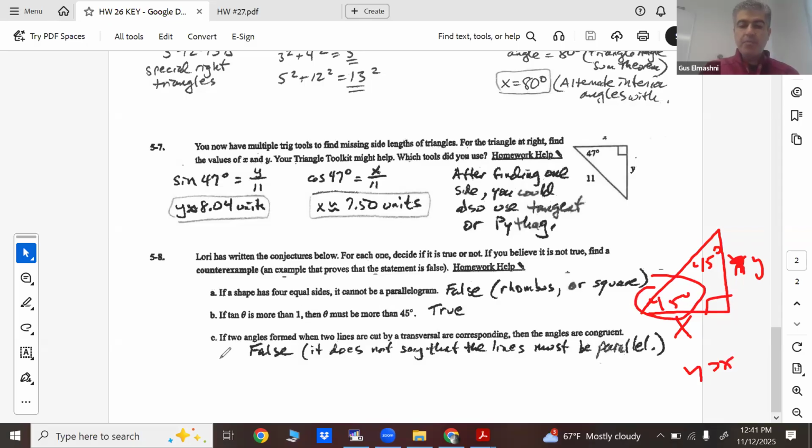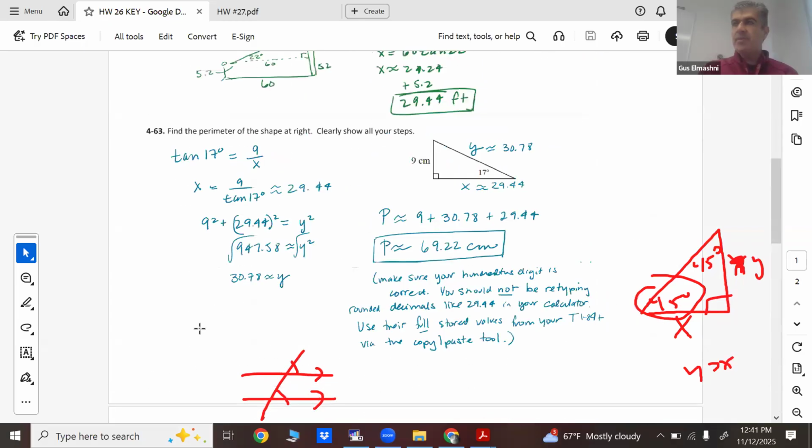That's why it's true. And then if two angles formed when two lines are cut by a transversal are corresponding, they're congruent. They would be if those two lines are parallel. Were we told that the two lines are parallel? We were not. So we can't assume that. So be mindful about that as well. Okay, any questions? Nope.